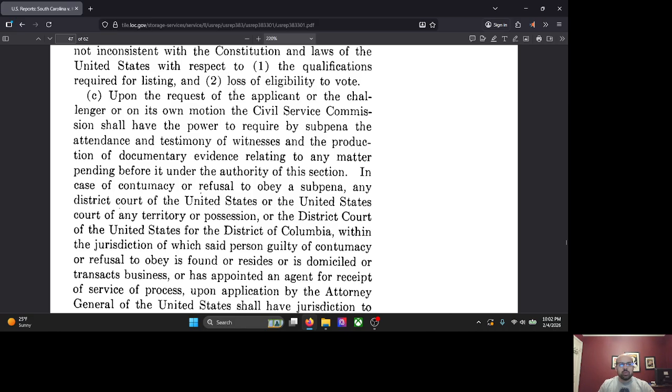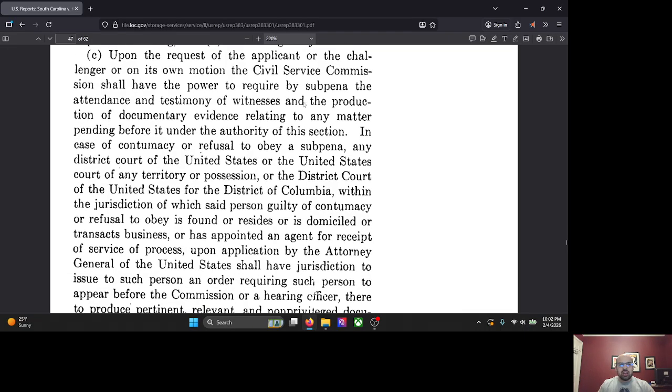C. Upon the request of the applicant or the challenger or on its own motion, the Civil Service Commission shall have the power to require by subpoena the attendance and testimony of witnesses and the production of documentary evidence relating to any matter pending before it under the authority of this section.